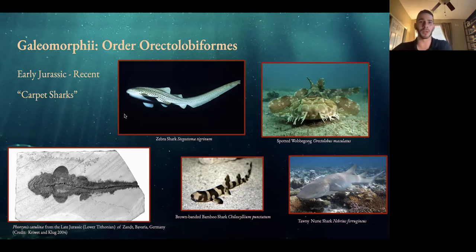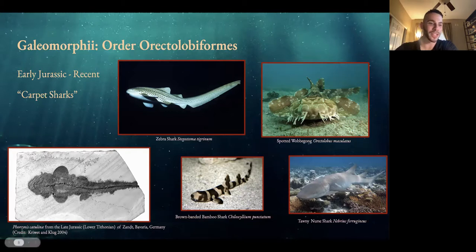So some modern examples of orectolobiforms include the zebra shark, Stegostoma tigrinum, the spotted wobbegong, the tawny nurse shark, and the brown-banded bamboo shark. So these vary greatly in size. These bamboo sharks, Chiloscyllium, are quite small, whereas the largest living shark on Earth is the whale shark, Rhincodon typus, which belongs within the orectolobiforms. And it's interesting because the largest shark is also a filter feeder. It's just a weird contrast.